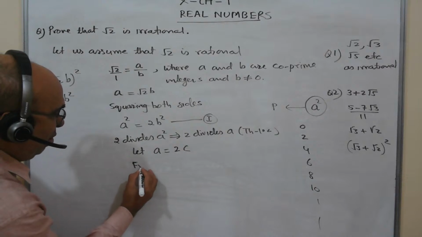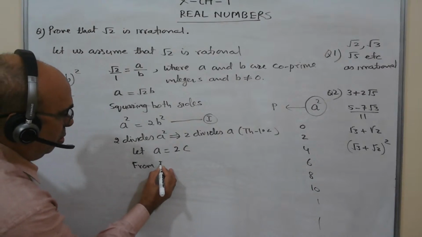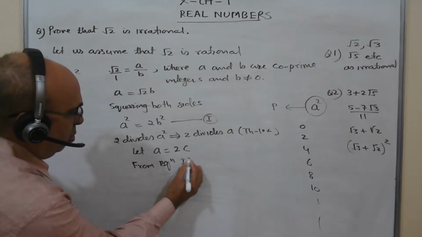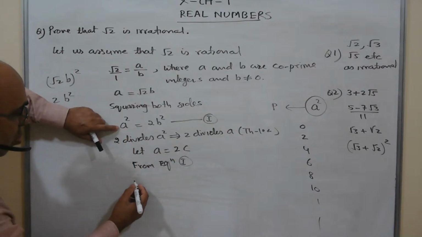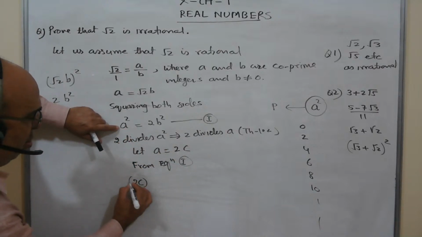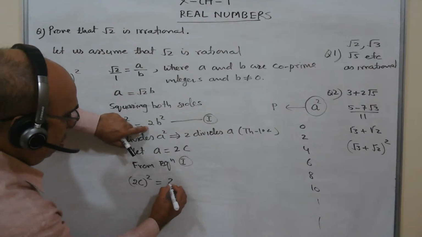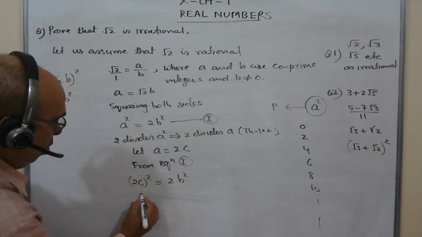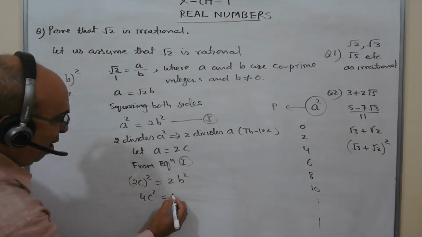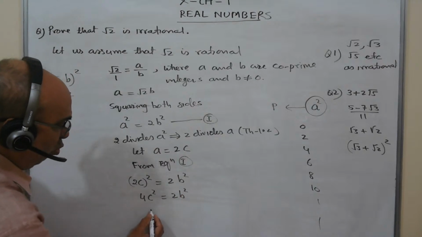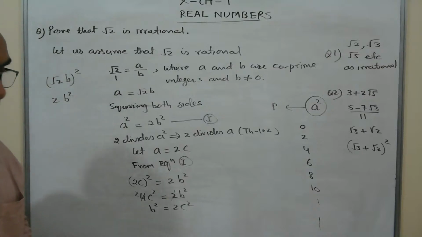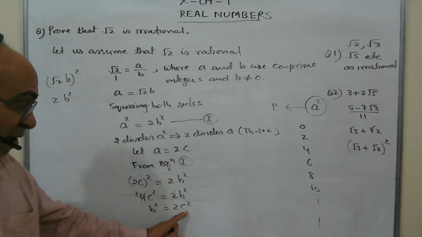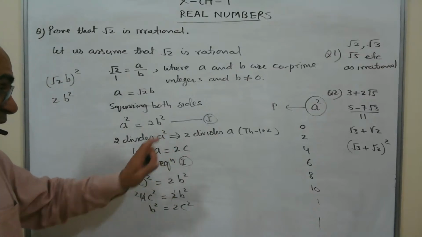From equation 1, substitute this value of a in equation 1. So it is (2c) whole square equals 2(b) whole square. So 4c square equals 2b square. Now b square is equal to 2c square. Now b square is a multiple of 2 because of c square.